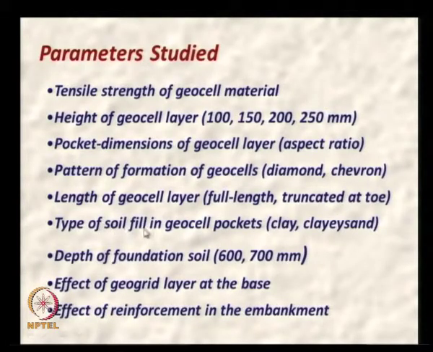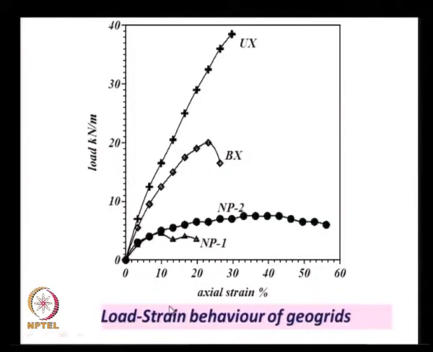Then the type of soil infill in the geocell pockets, the clay soil and the clay sand. Then 2 depths of foundation soil were considered, 600 mm and 700 mm, and then the separator layer, the effect of geogrid layer at the base, and the reinforcement within the embankment soil. And the typical load strain behavior of the geogrid layers is like this.